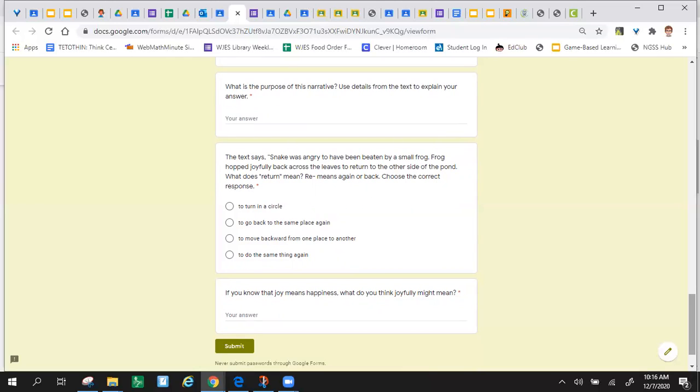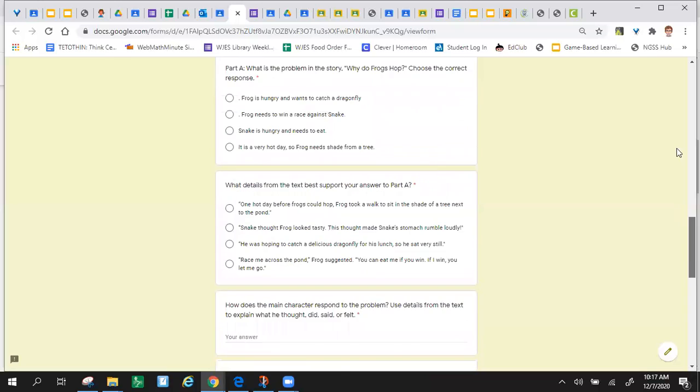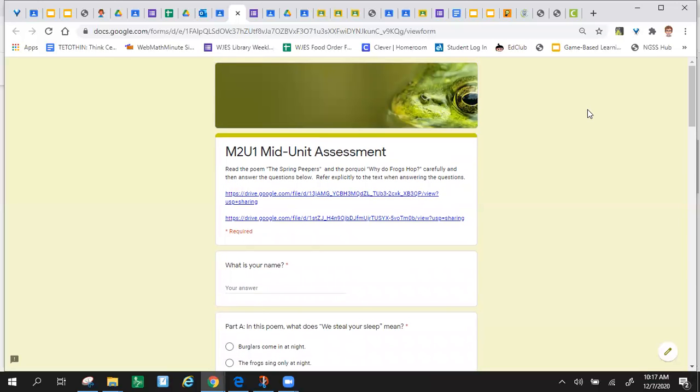You're going to go back to the story, or even right here, the sentence is right here, reread and think about what does return mean in this case, all right? And the last question, if you know what joy means, that joy means happiness, what do you think joyfully might mean? All right, think about what Mrs. Aubin might have taught you about what those word parts might have to do with that particular situation, okay? All right, so those are the questions. You guys all can manage this easily.